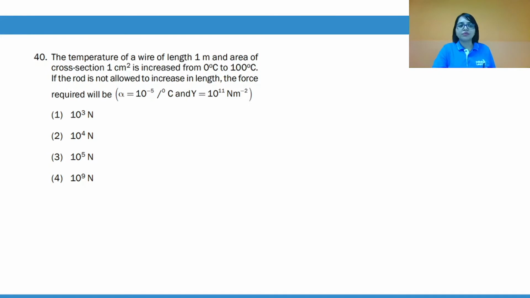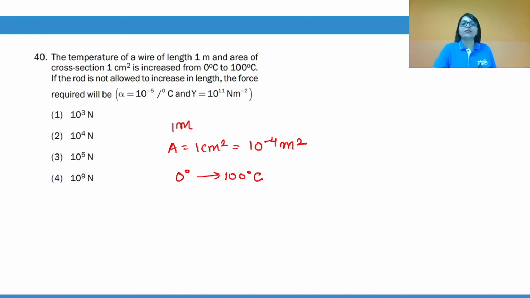Next is question number 40. The temperature of a wire of length 1 meter and area of cross section 1 centimeter square, that is 10 power minus 4 meter square, is increased from 0 to 100 degrees Celsius. If the rod is not allowed to increase in length, the force required will be.